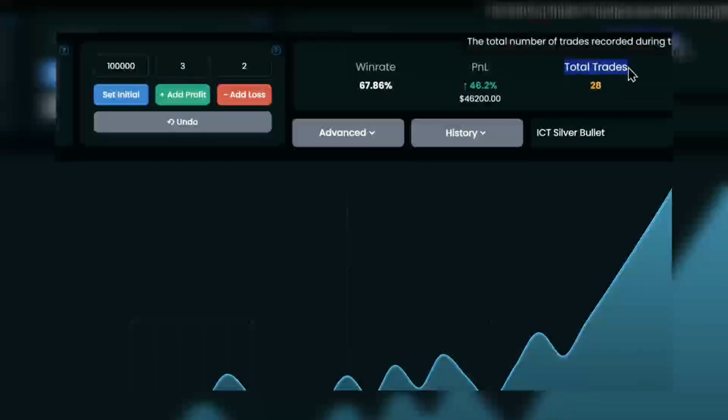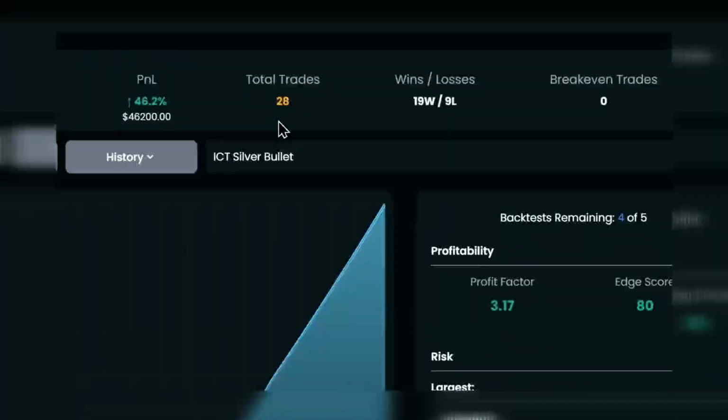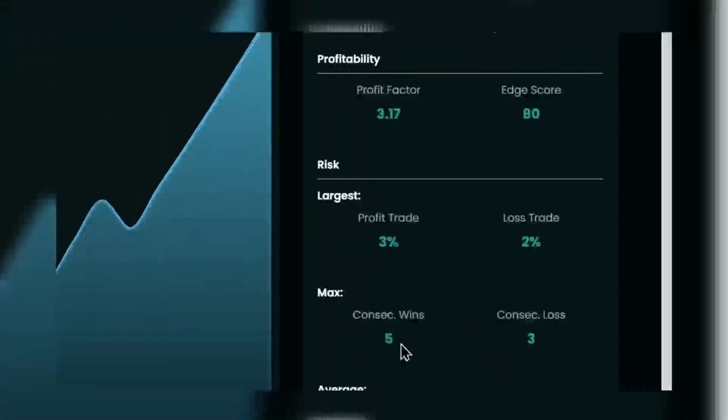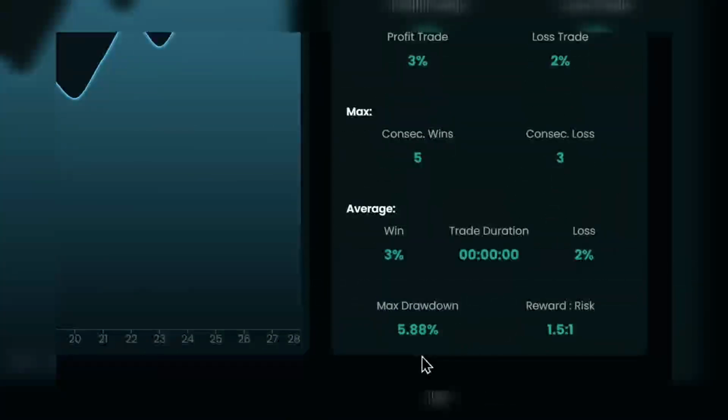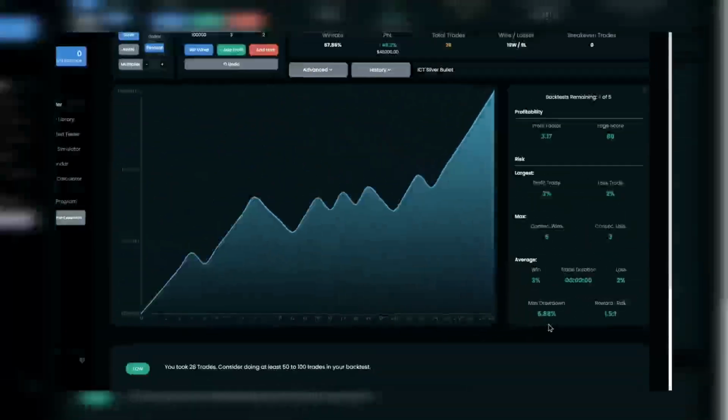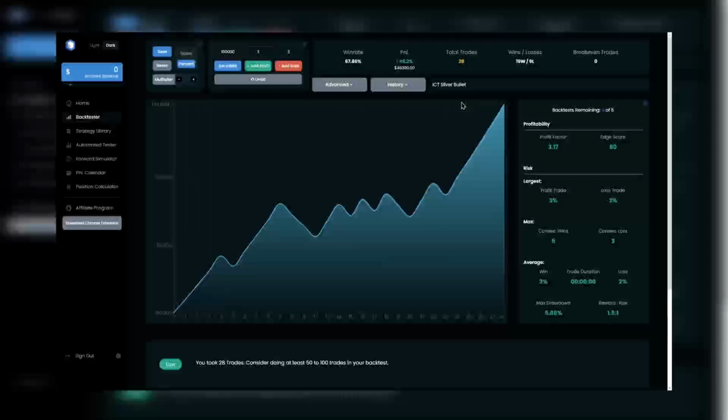Over 28 trades, there were 19 wins and 9 losses. The profit factor was 3.17 with a maximum of 5 consecutive wins and only 3 consecutive losses. The maximum drawdown was just under 6%, which is excellent. Keep in mind, we only backtested this strategy for about 2.5 months, taking 28 trades. While the results look promising, further research, backtesting, and forward testing are needed to refine the strategy and make it even more profitable.